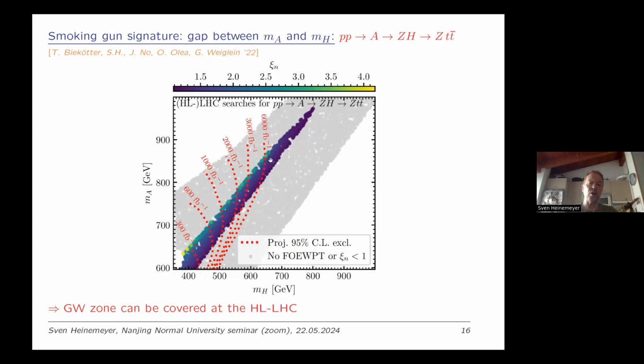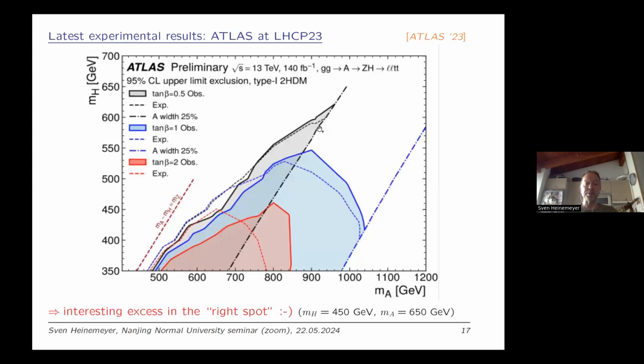And one can see that all the relevant part of the parameter space can potentially be covered. The one where we would expect also gravitational wave signal. Then some interesting thing happened in 2023. ATLAS put out the first search result in this channel. Yeah, they looked at this channel.